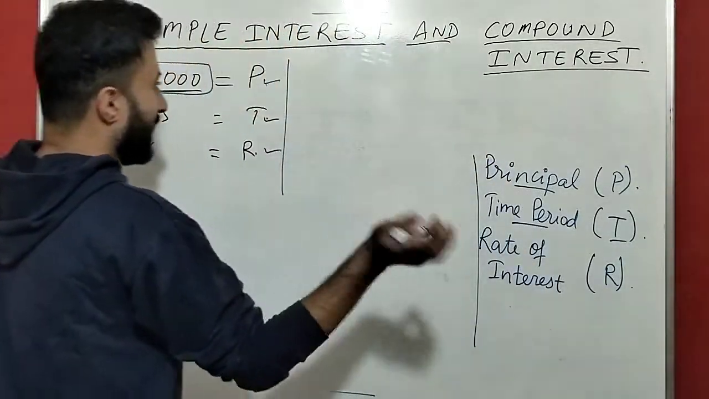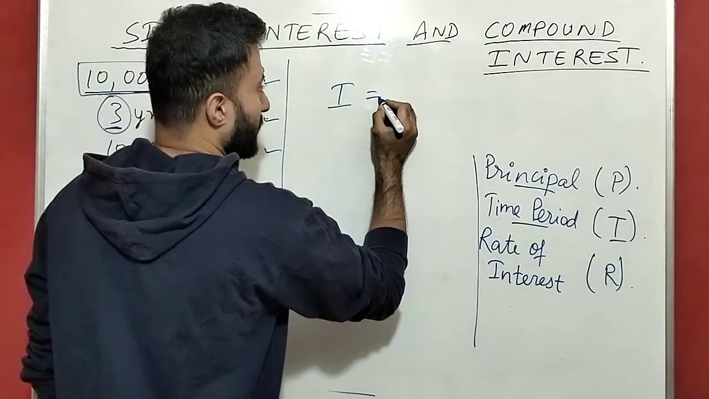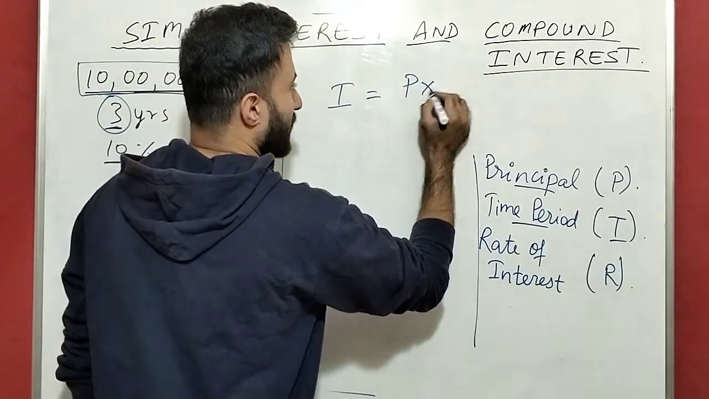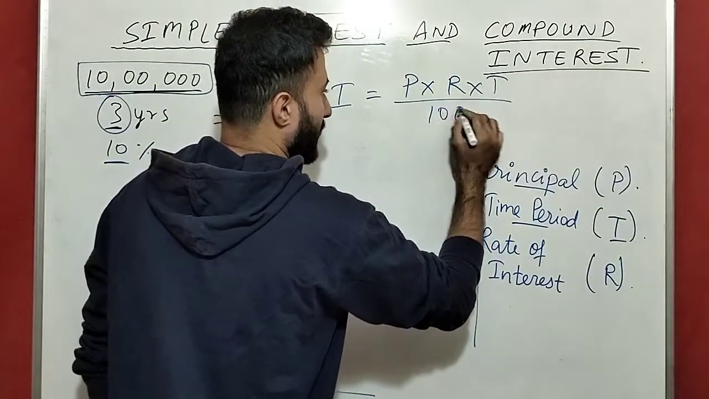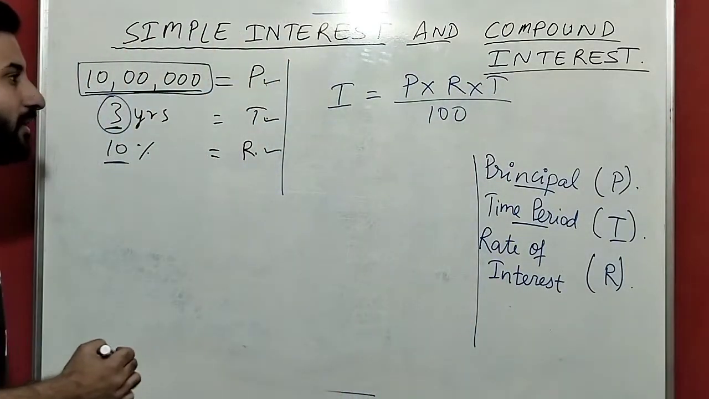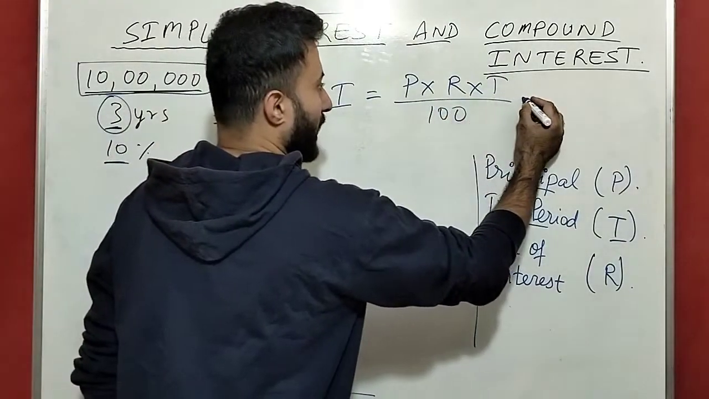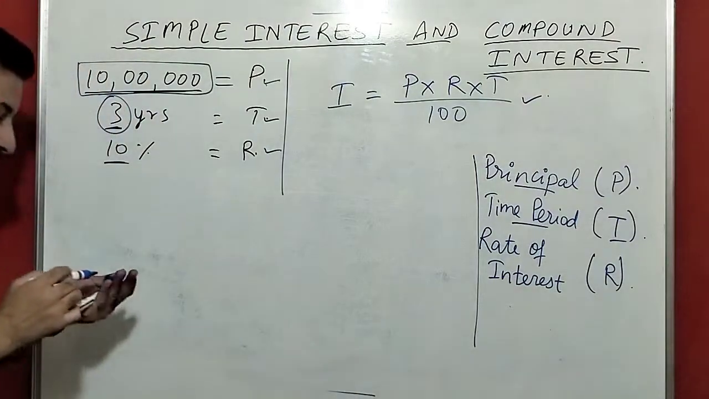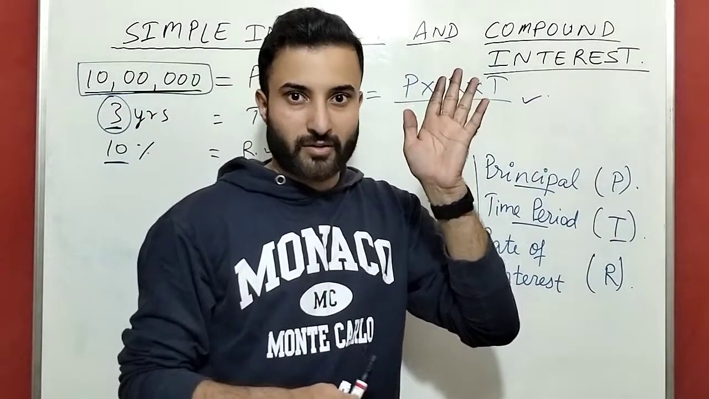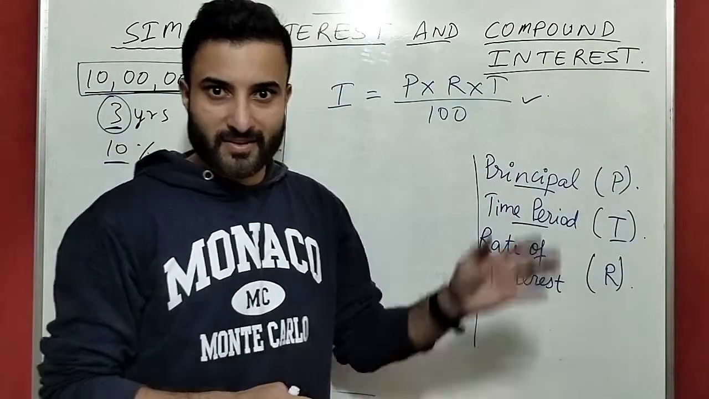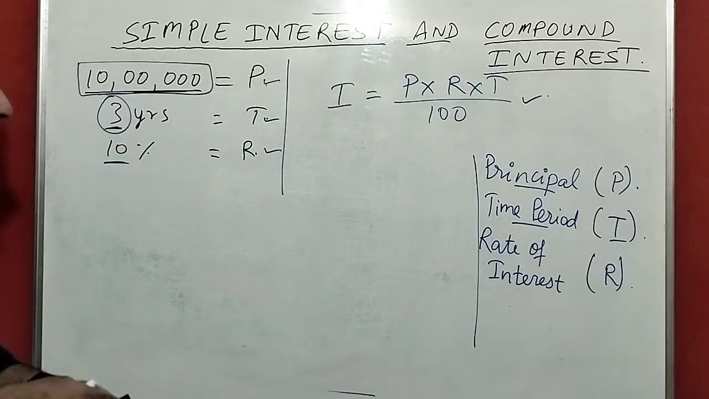Very good. And we know the formula of interest. The interest is principal into rate into time by 100. P into R into T by 100. This is the interest. We have studied this, guys. Everyone got this formula, P into R into T by 100.